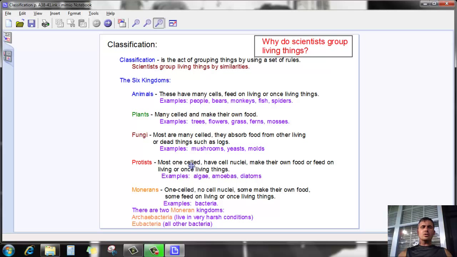So, the protists are one cell. They do have a cell nucleus, and they make their own food or feed on living or once living things. And examples of those will be algae or amoebas or diatoms.